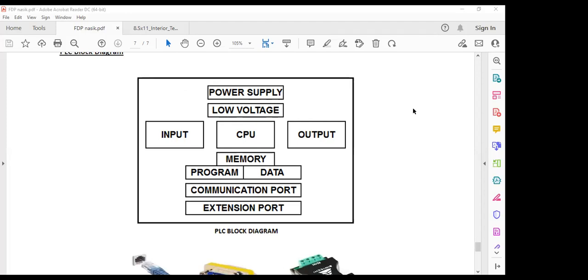So PLC block diagram. Let it be any brand of PLC or any type of PLC, like compact PLC or modular PLC. PLC will have some important components inside it. Parts, you can say. Very first, you can see it is power supply. Look at the screen, please.